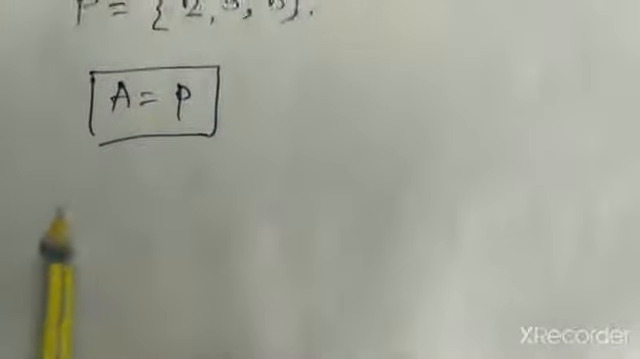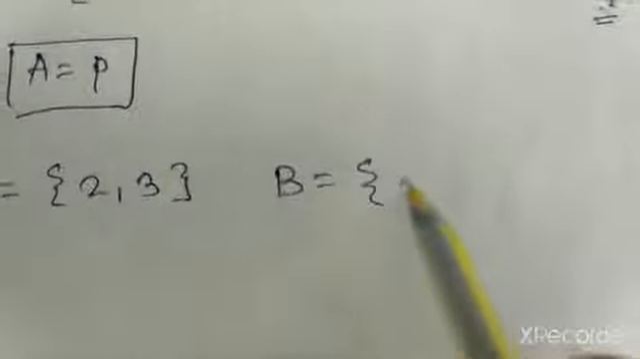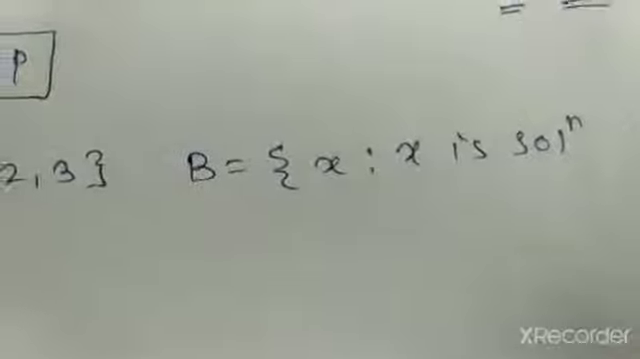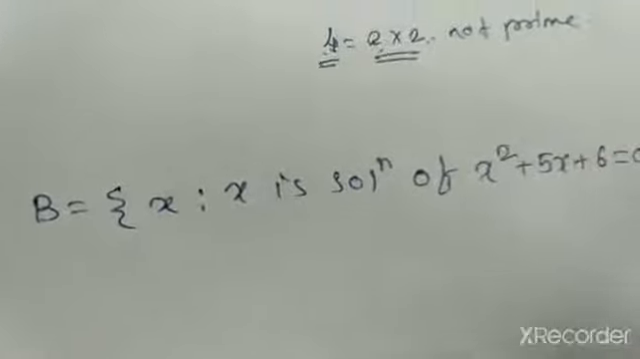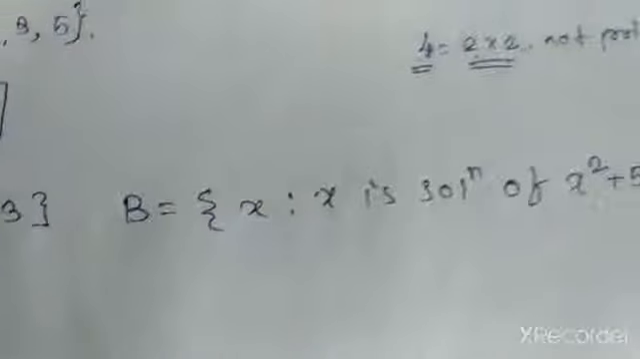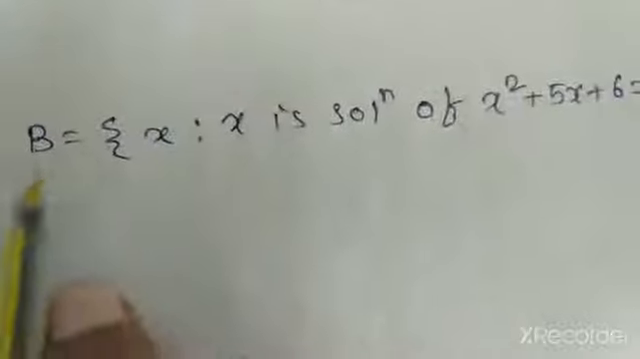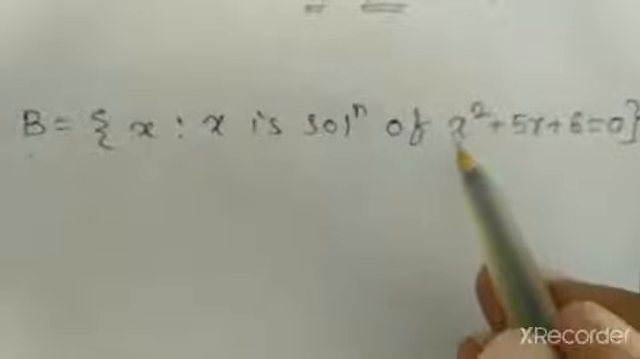Next, consider example number 2. A = {2, 3}, and B = {x such that x is a solution of x² + 5x + 6 = 0}. Here in set A two elements are given, which are 2 and 3, and B is given in set builder form. Therefore we first have to find the solution of this equation.